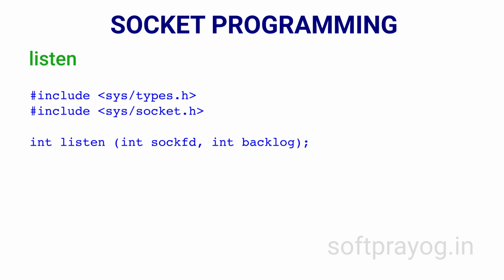Listen marks a socket as a passive socket. This means that the socket will accept incoming connections using the accept call. sockfd is the file descriptor of the socket and backlog is the maximum number of connection requests that can be pending in the queue at any time.